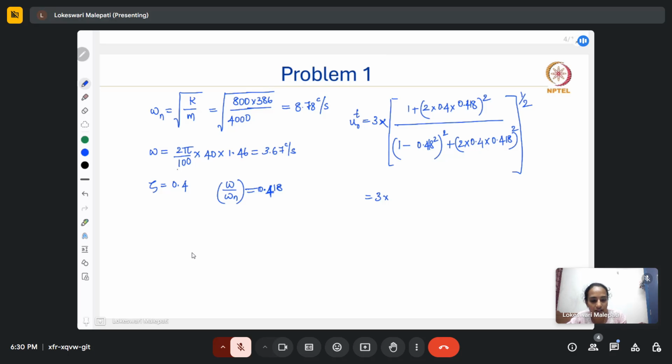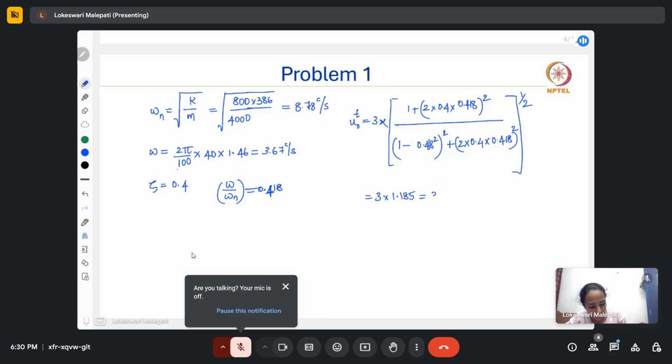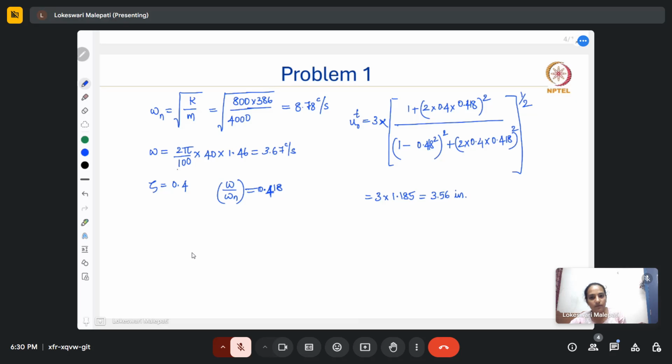Are you trying to calculate this? So this term would be 1.185 and the total displacement would be 3.56 inches. So this is the first part of the question.